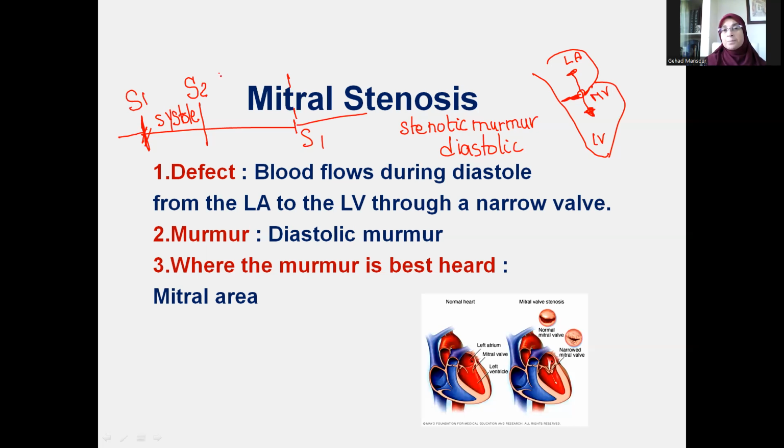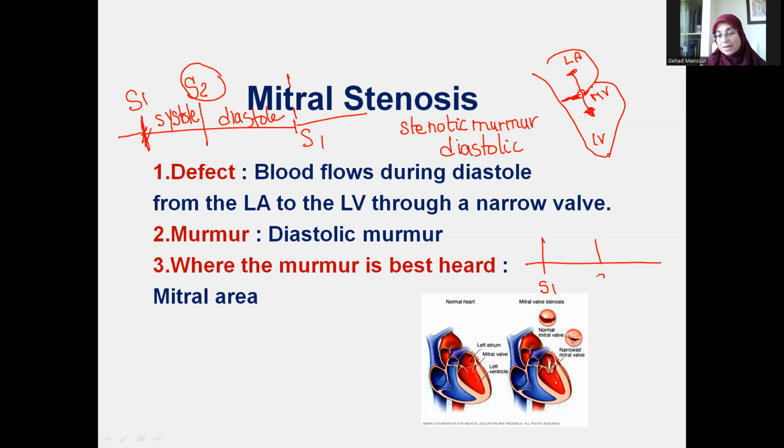And then the S2, or the second heart sound, is due to closure of the semilunar valves to prevent regurgitation of blood. And regurgitation of blood is prevented because the ventricles start their diastole. So between S2 and the next S1, we will have diastole. So in case of mitral stenosis, the audiogram would be like this.